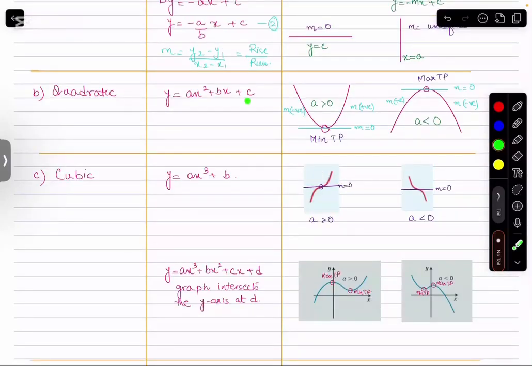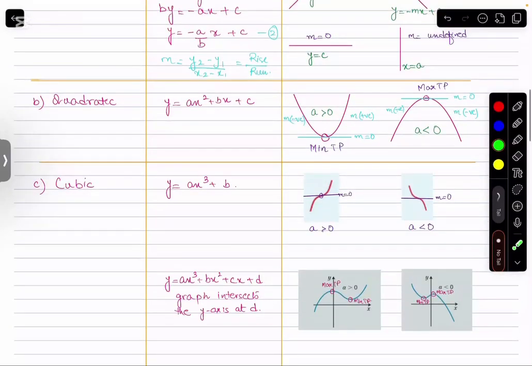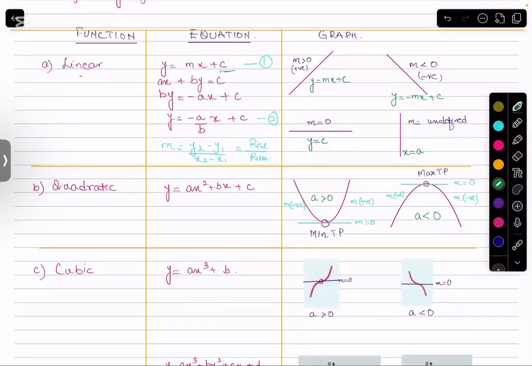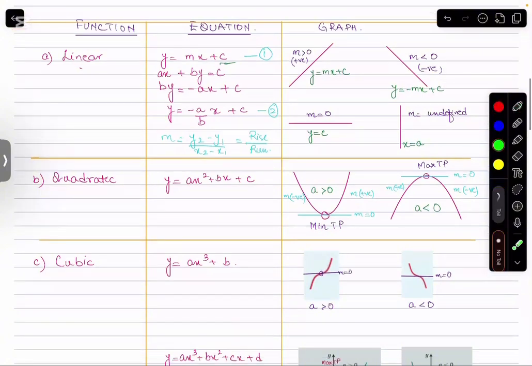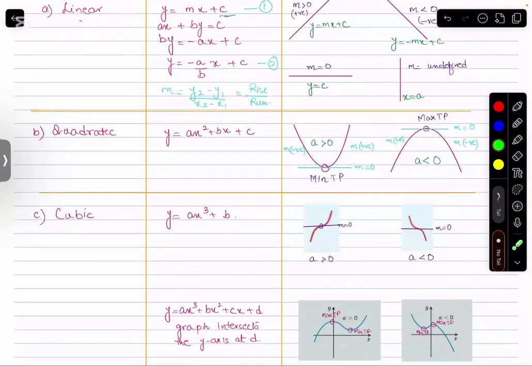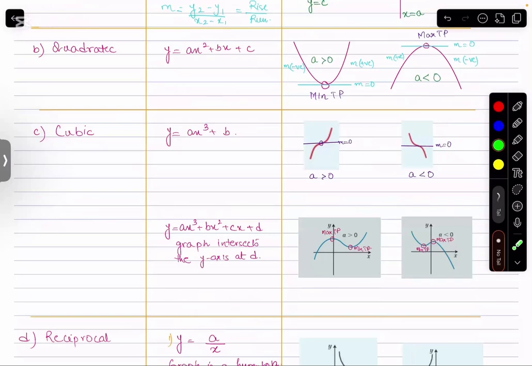This is for every equation. The c is representing the y-intercept. Here the c is also representing the y-intercept. So the constant always gives us the y-intercept here. So if this is y is equals to ax cubed plus b, then what you can see is again this a holds a great importance.